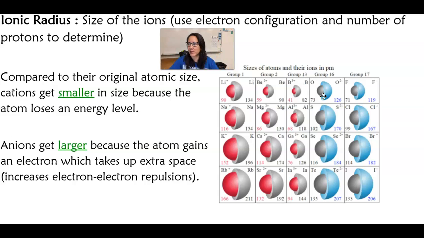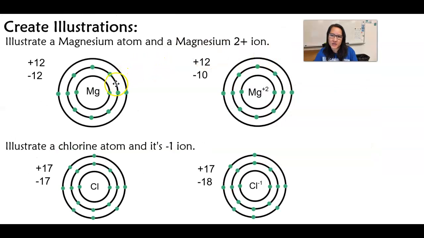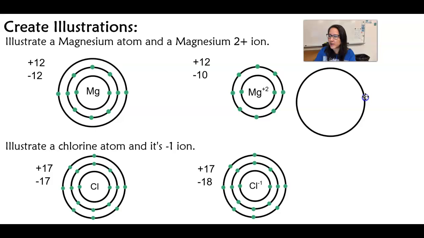Create illustrations of the difference between a neutral magnesium atom and a magnesium cation with a +2 charge. So over here we have 12 protons, 12 electrons. It's neutral. But if we lose 2 electrons, go from 12 to 10, that means I'm going to lose 1, 2, and now notice this energy level is empty, so we lose that energy level, and now we're down to just 2 energy levels instead of 3, and so of course this cation is smaller than its neutral counterpart.